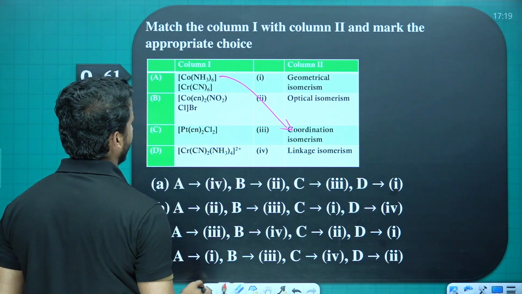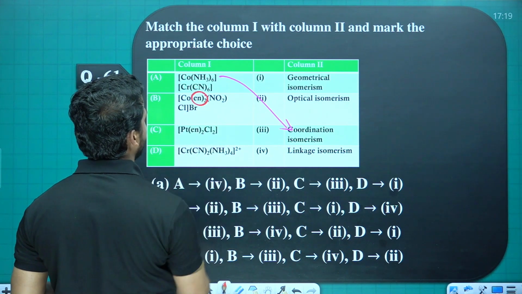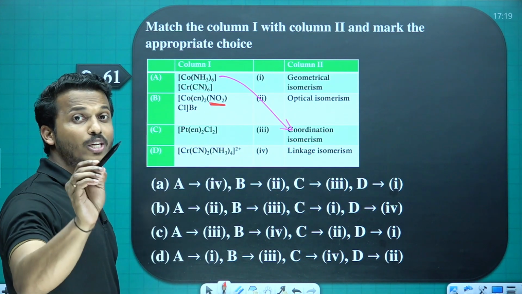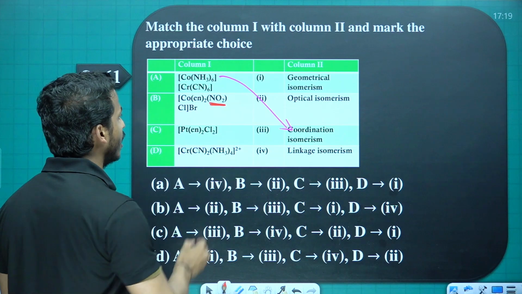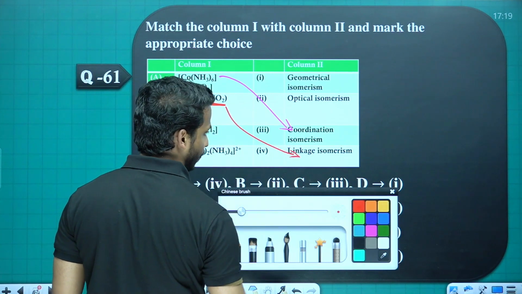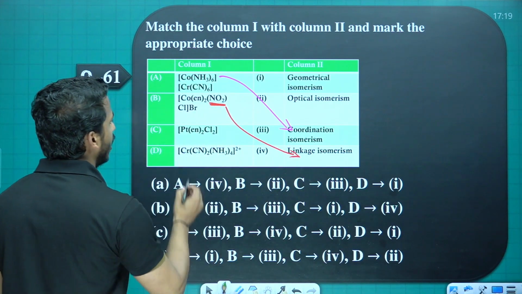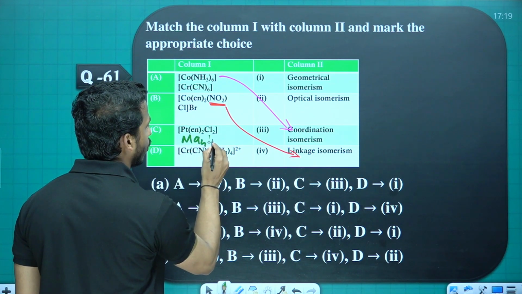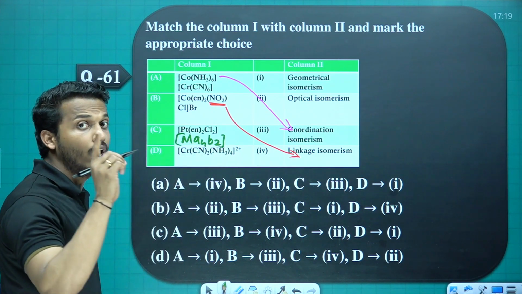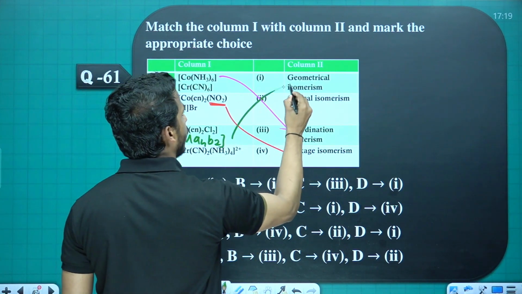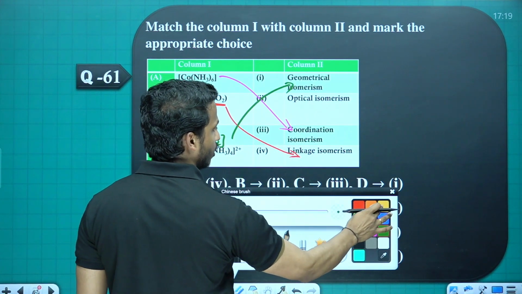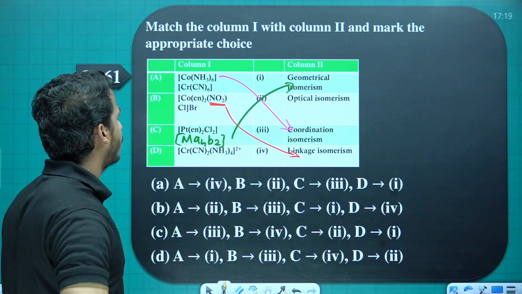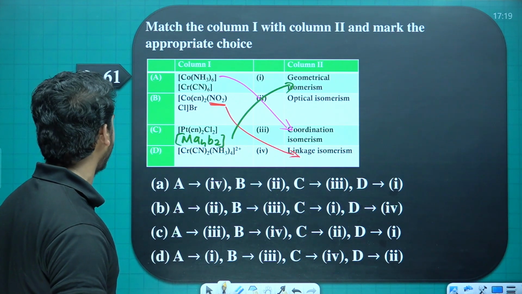Okay, let us go with another. Can you see en twice is there? Even NO2 is there, my dear. NO2 is what type of ligand? Ambidentate ligand. So it can show linkage isomerism. And another one, let us see. Pt(en)2Cl2, this is a type Ma4B2. Ma4B2 shows cis-trans isomerism or geometrical isomerism. And what about the last one? Co(en)2(NH3)2. Then optical isomerism is remaining, right?